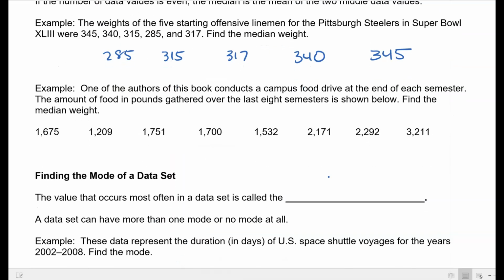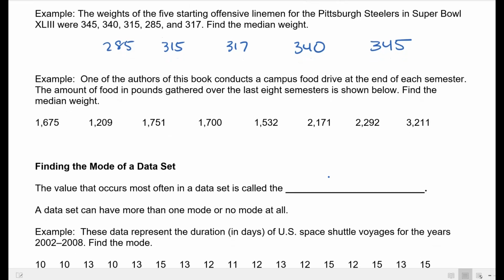So let's move on to the next example. Or no, I'm sorry, we never finished this one. So we put it in order, and now we want to find the middle. One way to find the middle is just to start on the outsides and work your way in, and then identify what number's in the middle. So in this example, we have a clear middle. The median is 317. In the next example, we don't have a clear middle. So let me go ahead. I'm going to order these first.